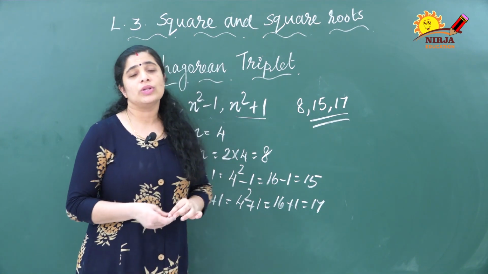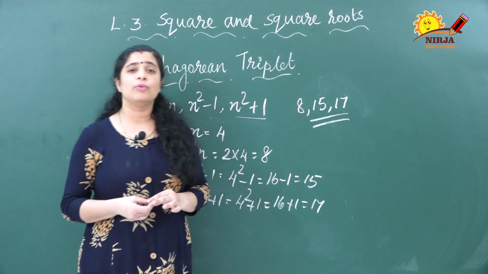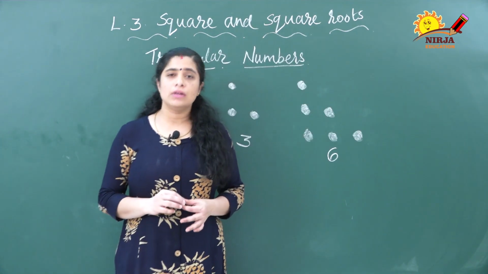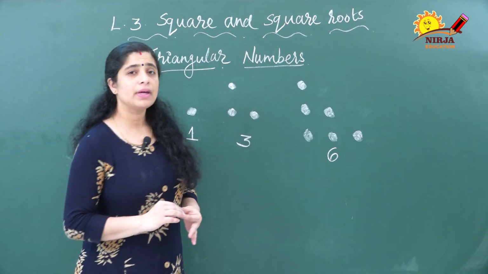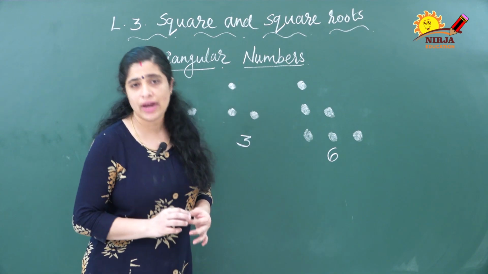Next we will go to the triangular form of numbers. What are triangular numbers that we are going to see next? The numbers which can be represented as a triangle are known as triangular numbers.